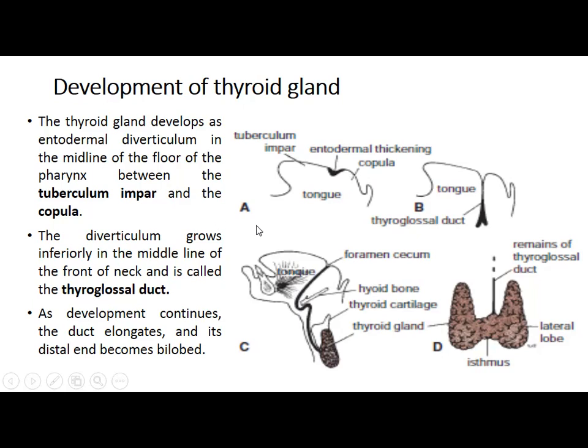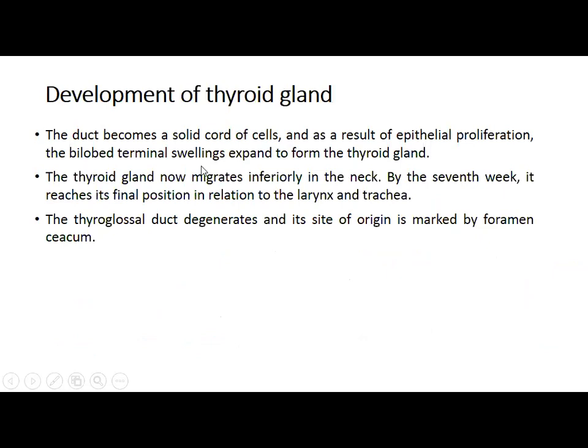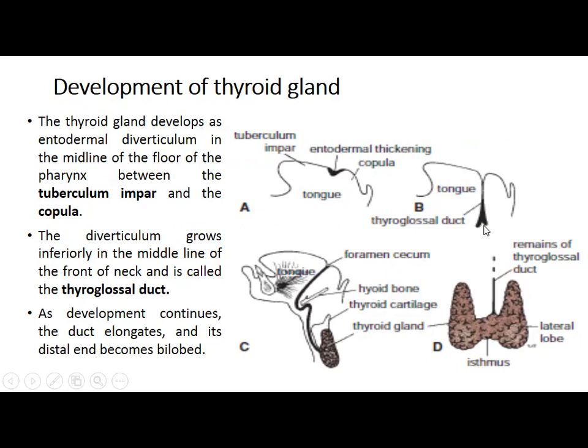Okay, so the diverticulum grows inferiorly in the midline of the front of the neck and is called the thyroglossal duct. Initially, it is called a thyroglossal duct. Later, it develops into the gland. As development continues, the duct enlarges and its distal end becomes bilobed. So as you can see, it descends downwards, and the lower part becomes bilobed, and that will start developing into the gland. The duct becomes solid cords of cells, and as a result of epithelial proliferation, the bilobed terminal swelling expands to form the thyroid gland. As I said, these terminal swellings become the thyroid gland.